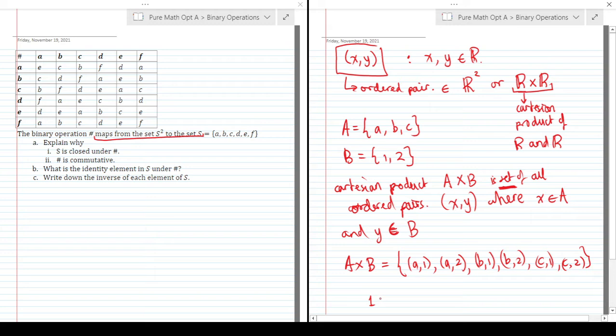2, 1 is not there, so let me say 1A. Now 1A doesn't belong to the Cartesian product of A and B. Why? Because the element 1 is not taken from A, and the element A is not taken from the set B. So an ordered pair operates on, or is a function, or is a mapping from the set of ordered pairs onto a singular set.